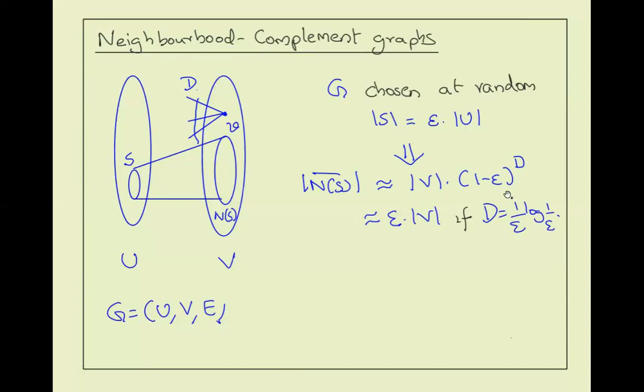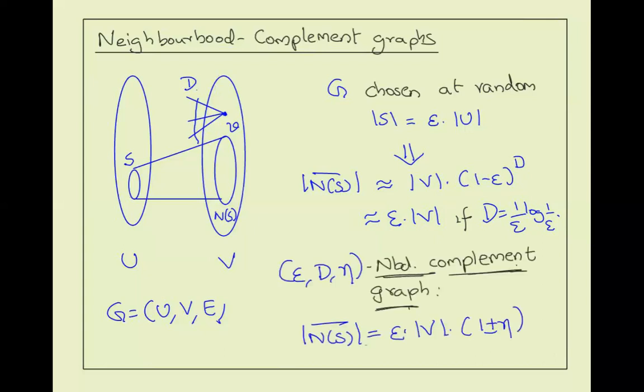The interesting setting of parameters for us for most of our constructions is the setting where D is roughly 1 over epsilon times log 1 over epsilon, in which case the size of the complement of the neighborhoods are again an epsilon fraction of V. This is the most interesting setting for us, but indeed one can do this for any setting of P.